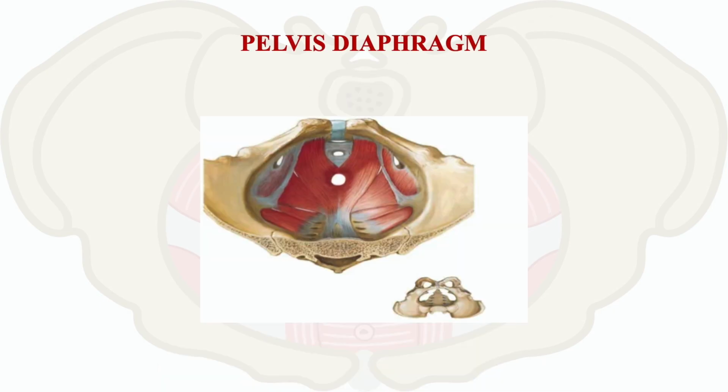Now, pelvis, when I say pelvic diaphragm, it means the pelvic floor, because the pelvic floor is a very, very important region which supports and holds the internal organs, and during childbirth it plays a very, very important role. So let us understand one by one.